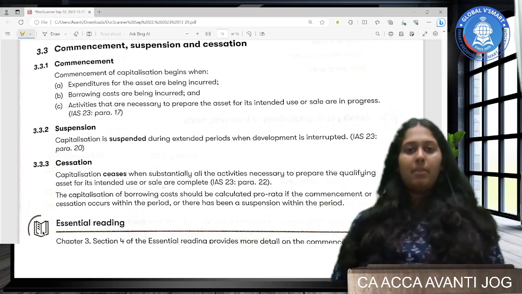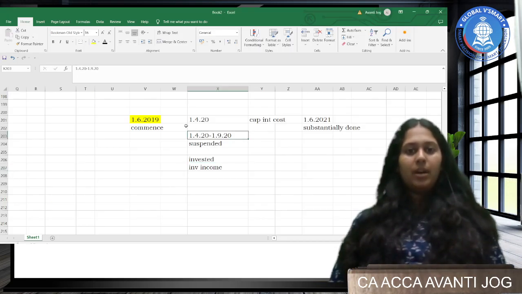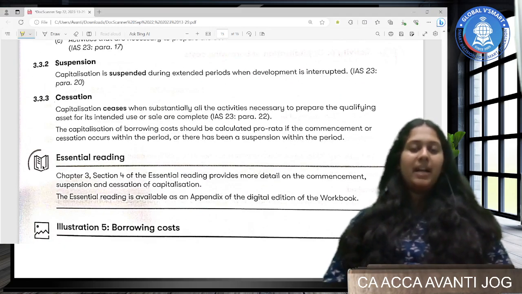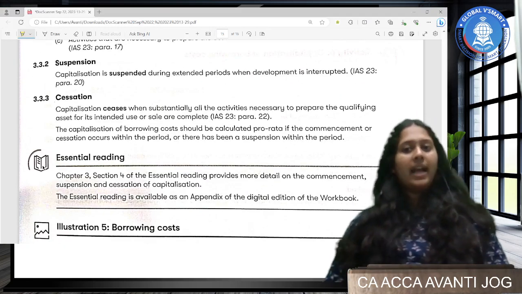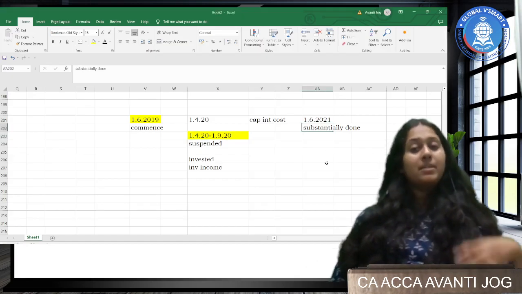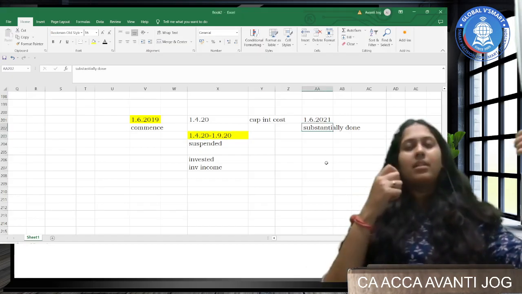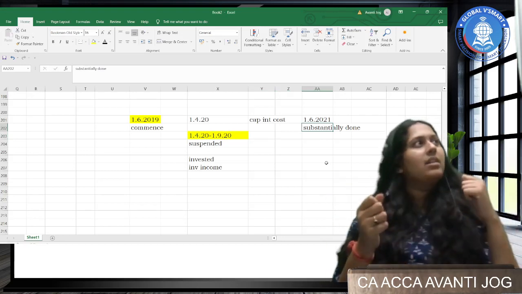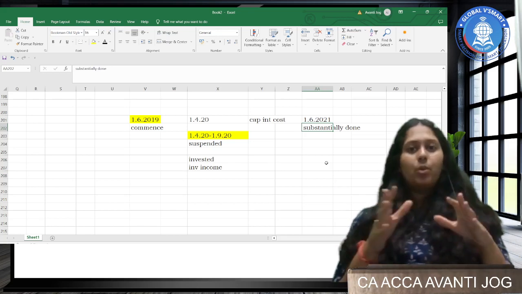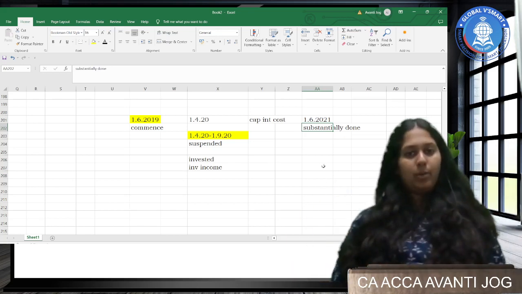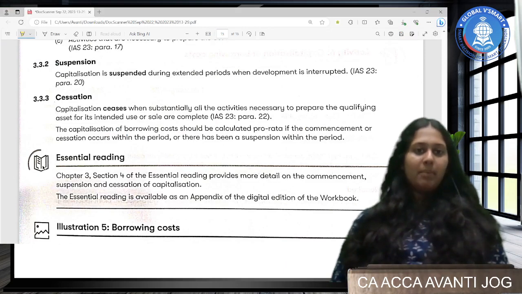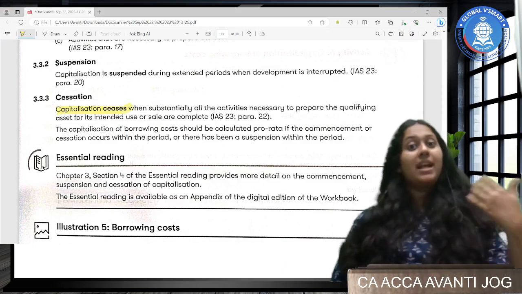Suspension: if your work gets disrupted in between, that becomes our suspended period. Or ceasing: capitalization ceases where substantially all the activities to make the asset ready are complete. It is substantially done here. Maybe, let's say you are building a building, some minor windows work or a little painting and finishing work is left. That is okay. When it is substantially complete, then you will have to stop capitalization. Okay? So it does not matter whether the full work is done, it matters that the substantial work is done.